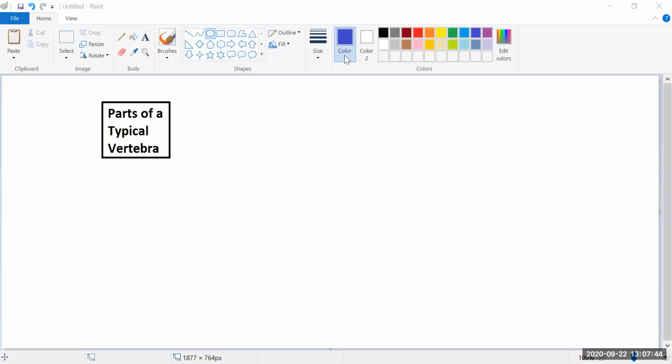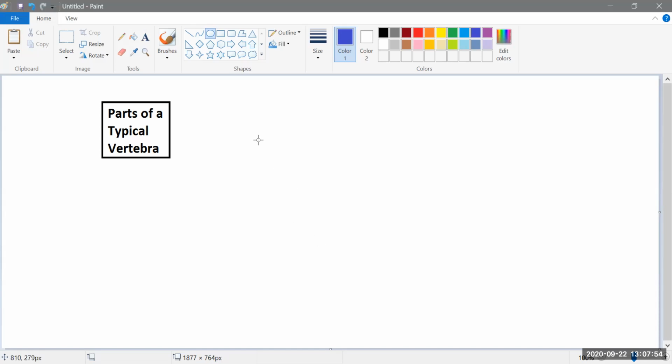Hey everybody, one of the best ways to learn the different parts of bones is to draw out the bones and make them make sense to you. So here's a way to draw the parts of a typical vertebra. The first thing you're going to do is draw a circle, and that's meant to be the body of the vertebra.